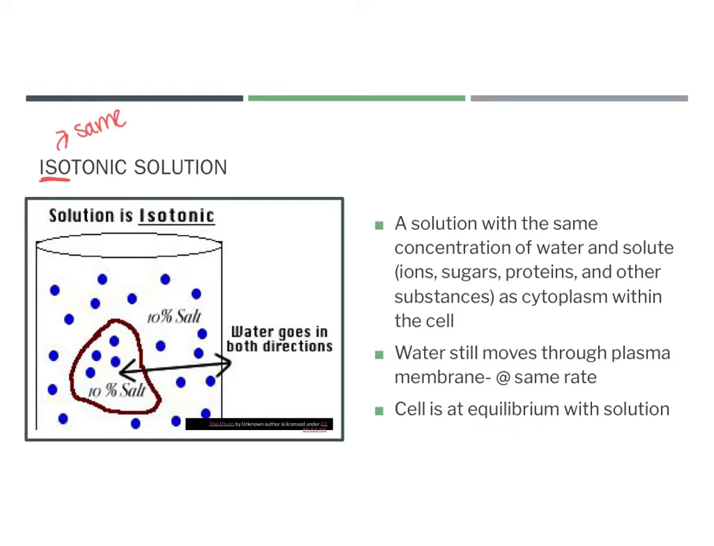So when we're in an isotonic solution, we are at equilibrium. However, remember when we talked about equilibrium and diffusion? Just because you're at equilibrium doesn't mean that those particles no longer move. Our water molecules will still move in and out of the cell through the membrane. It's just that for every one water molecule that moves in, one goes out. So our net movement is 0.